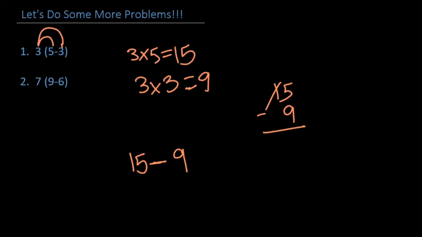We cross this off. We have a 0 here, and we have 15 up here. 15 minus 9 is equal to 6. So our answer is 6.